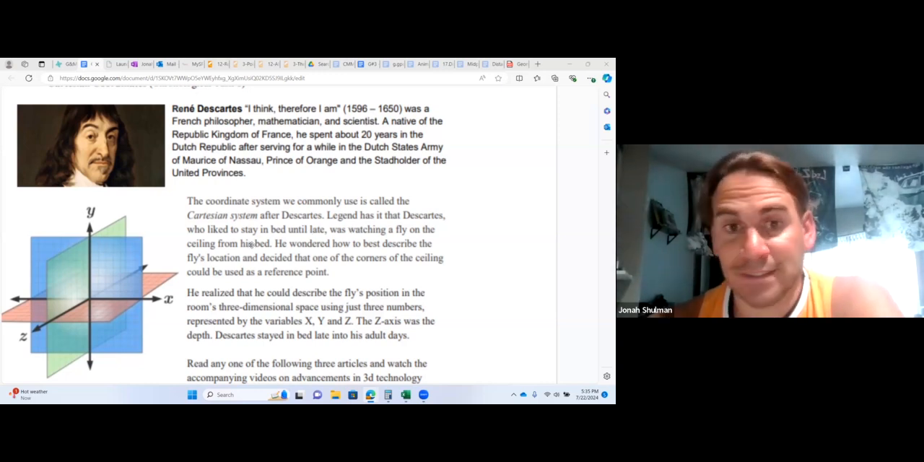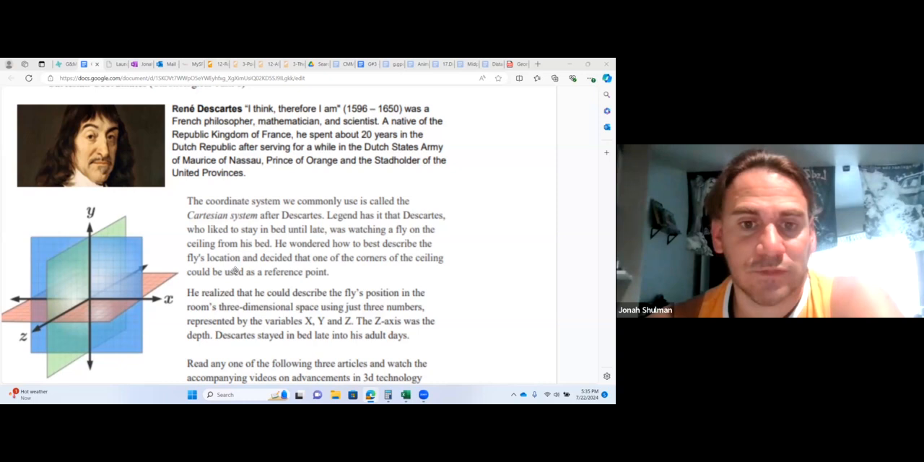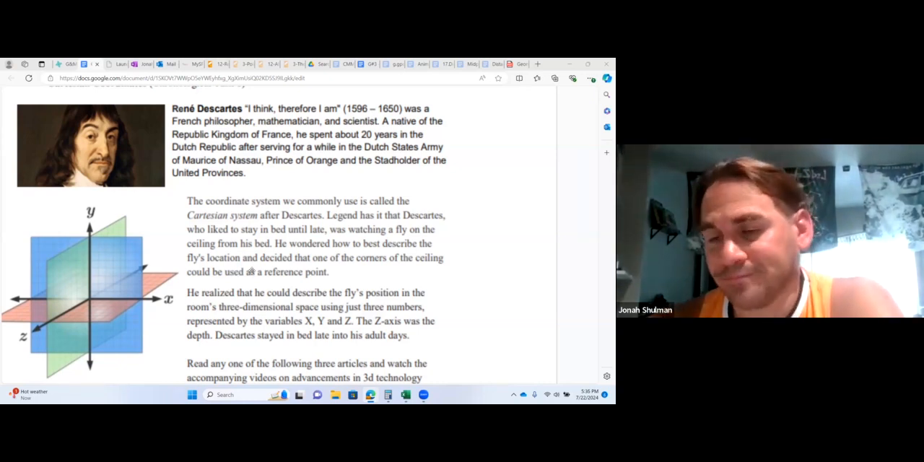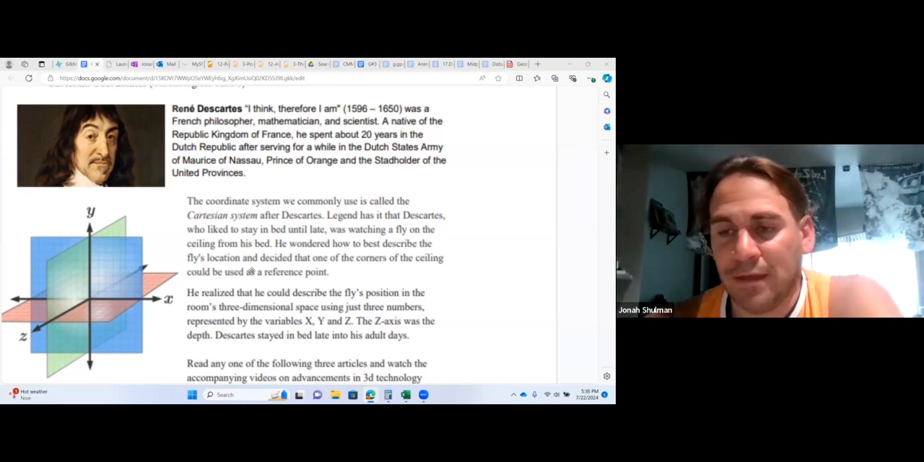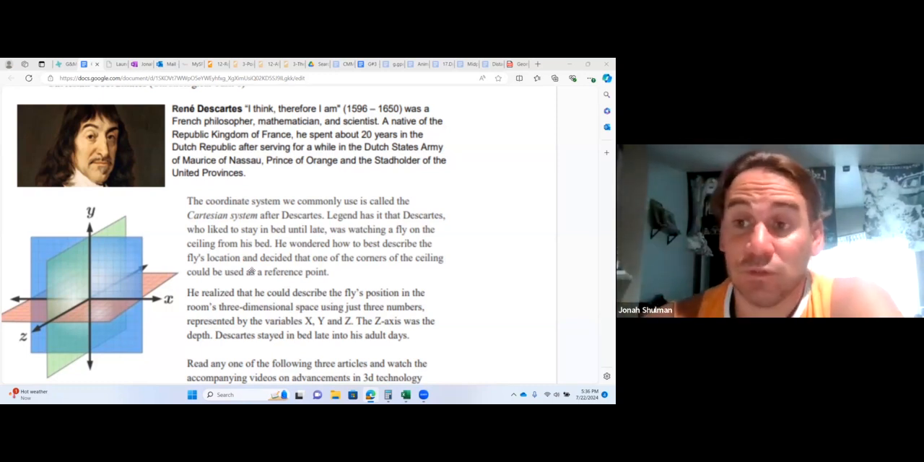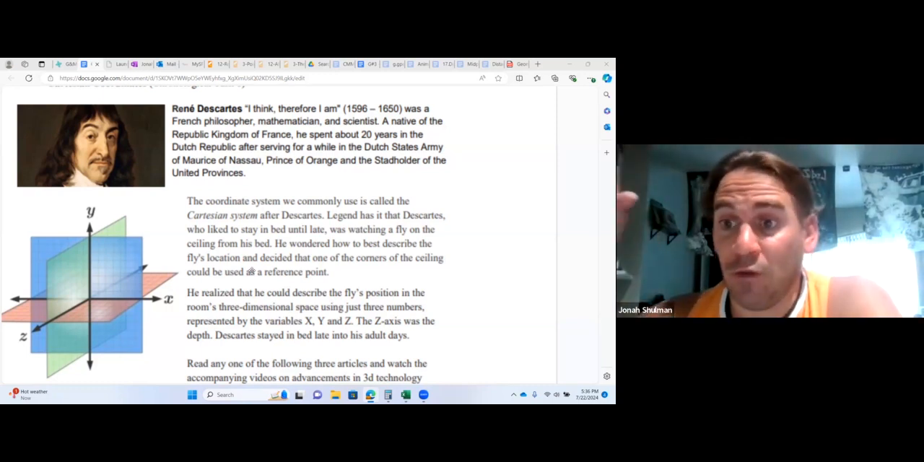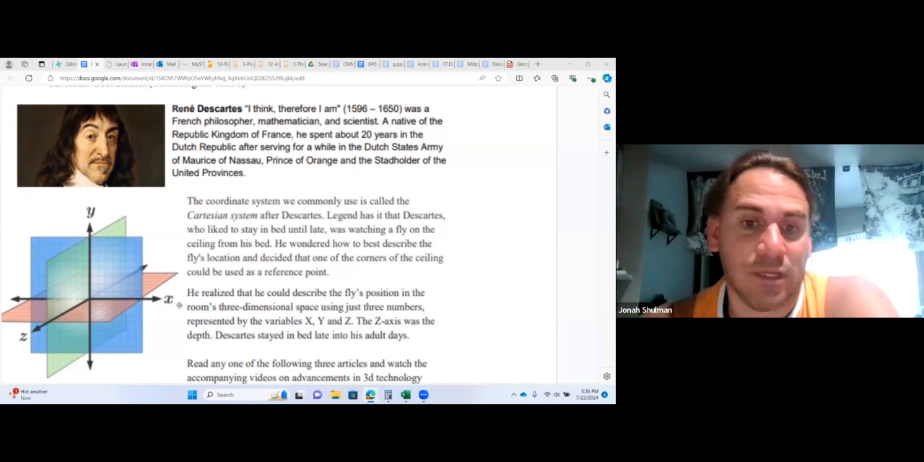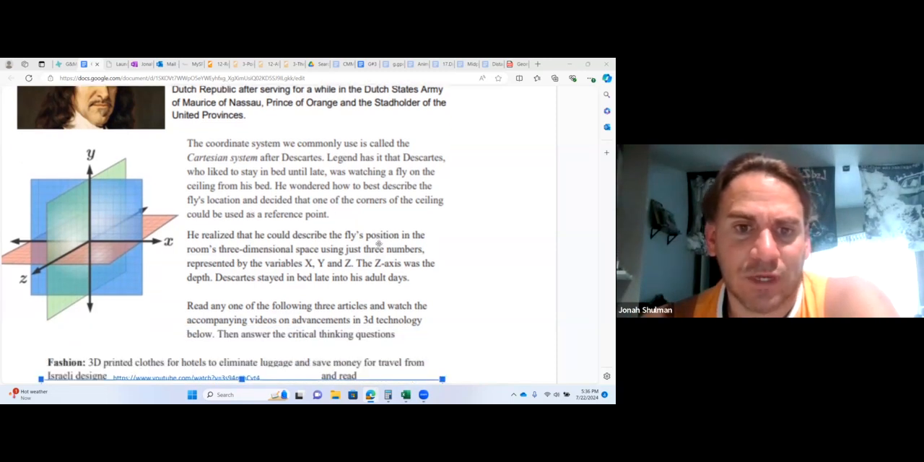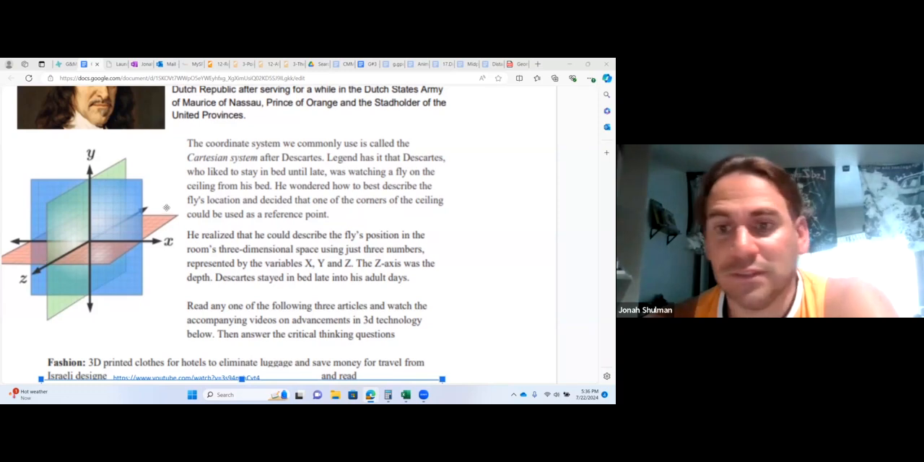More of a story is that he never cleaned his place and there were lots of flies. He wanted the best way to describe the fly's location, and decided that the corners of the ceiling could be used as a reference point for the X and the Y. Now, I looked more into it. The legend is that it was really smelly. There were flies, and he wanted to figure out where to put the traps the best. But he described the fly's position with the X, the Y, and the Z axis.